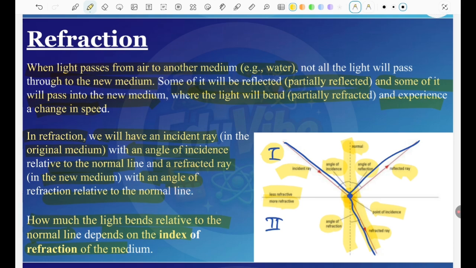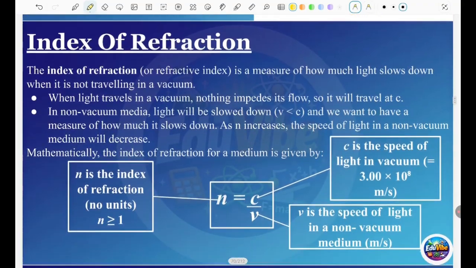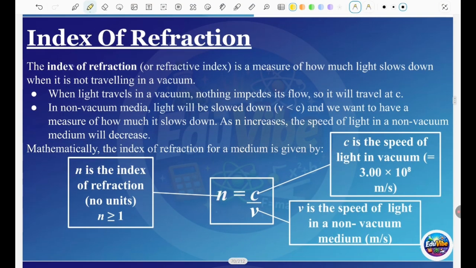So index of refraction is just something we have to find. We have a formula for this too. And what is index of refraction? Let's take a look at this first. What is that? The index of refraction, or the refractive index, is a measure of how much light slows down when it is not traveling in a vacuum.